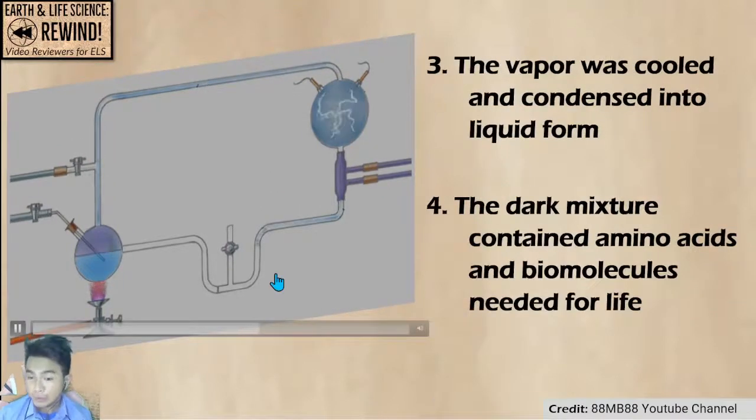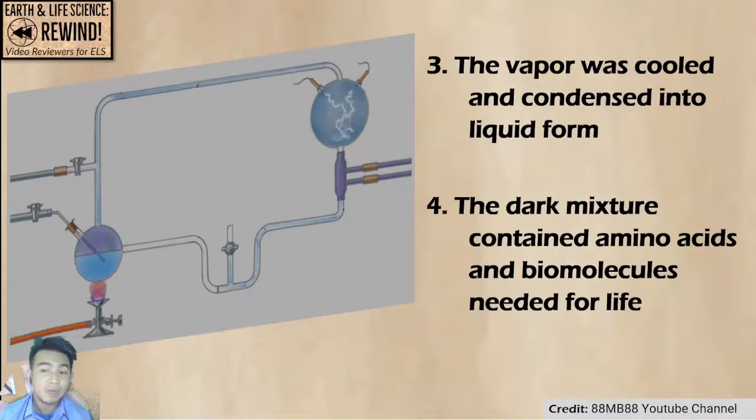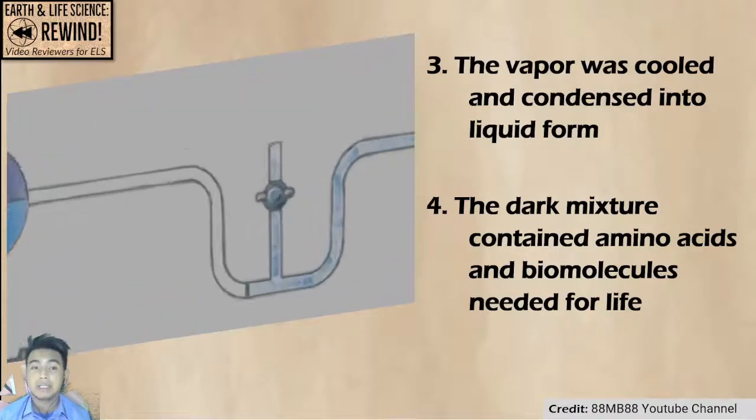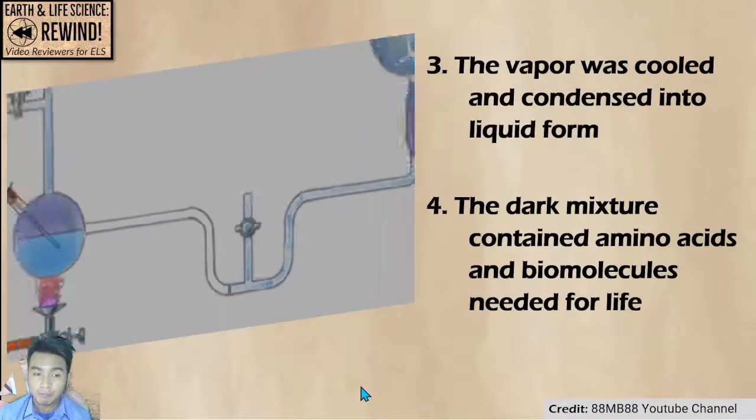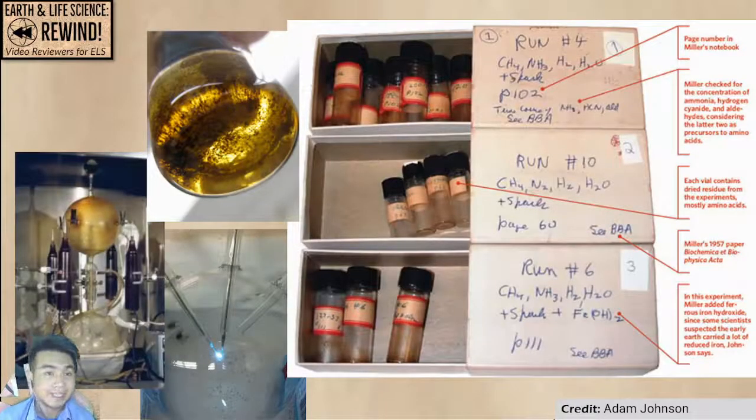After electrocuting the solution, they condensed it into liquid form, and the dark mixture contained amino acids and biomolecules that are needed for life. Organic compounds. This was groundbreaking in the field of biology because for the first time ever, organic compounds were created within a laboratory using inorganic compounds. So the organic compounds that are present in life forms, organisms, were created artificially.